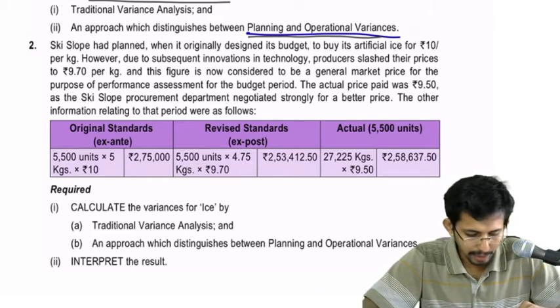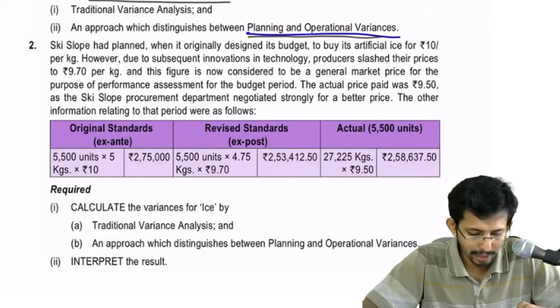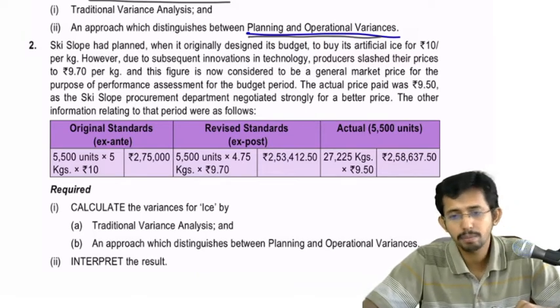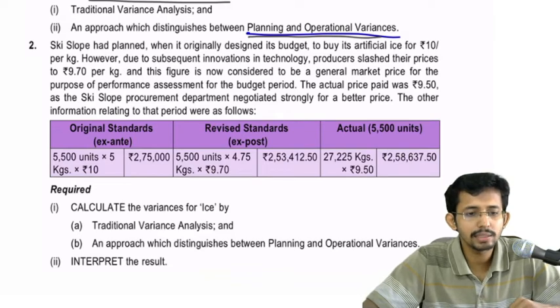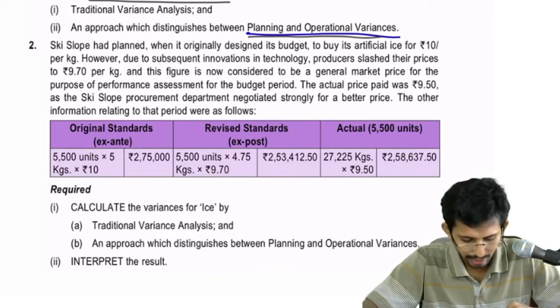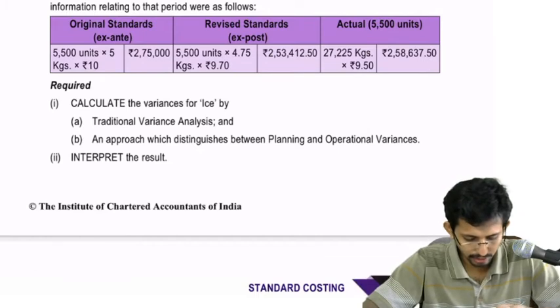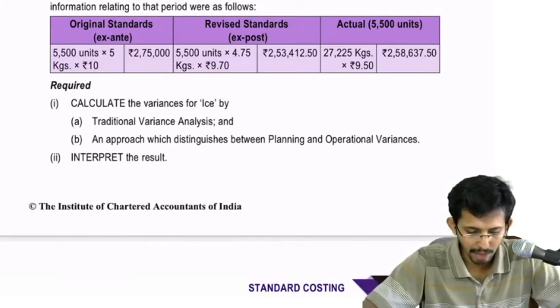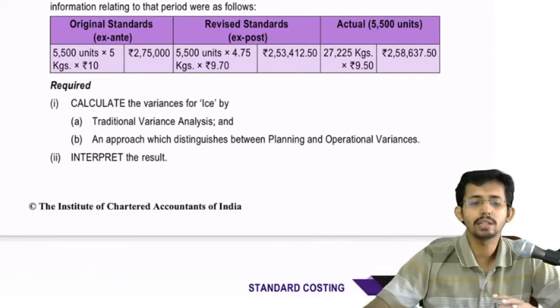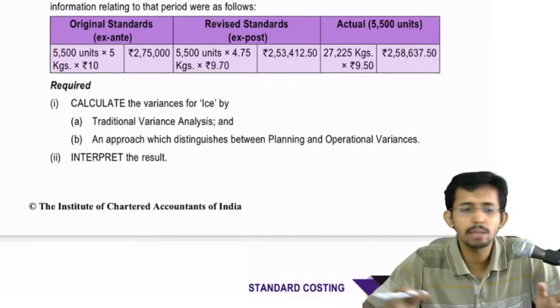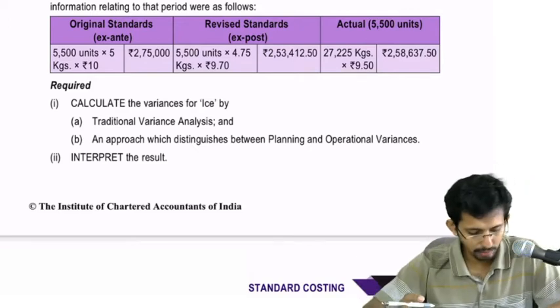Now the actual price paid was rupees 9.50, as the Sky Slope procurement department negotiated strongly for a better price. The other information relating to that period is given: the original standard, ex ante, revised standard, and actual units. You are required to calculate the variances for ice by the traditional variance method, and also an approach which distinguishes between the planning and operational variances, and also interpret the result. It's a very direct question. We have done a similar problem when we discussed operational and planning variance. Now we will straight away move to the variances.